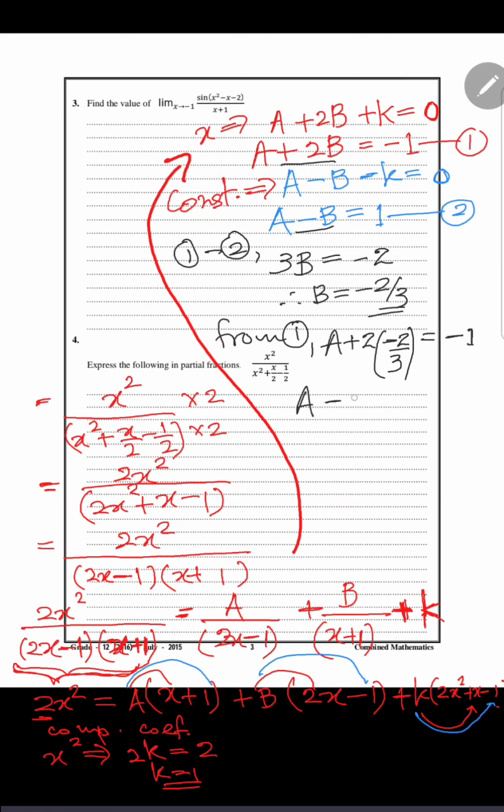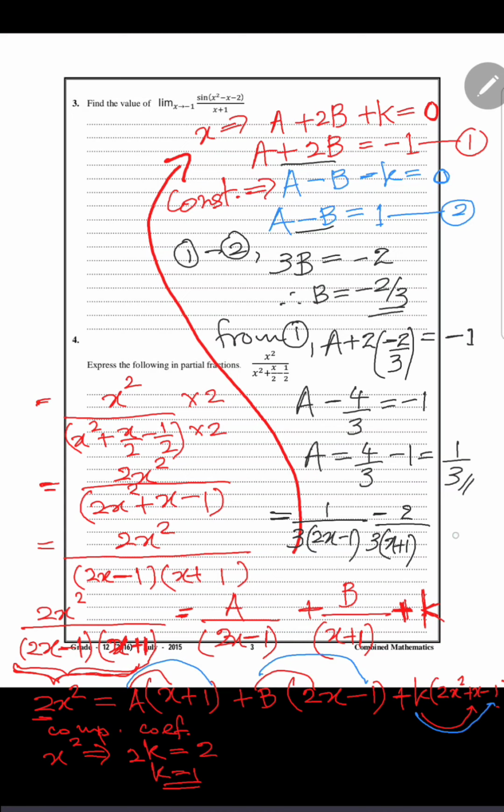Plus into minus is minus. This is the fraction. Now send minus 4/3 to the other side. When we simplify, we get the answer of a as 1/3. Now you can use a, b, k to write the partial fractions. A is 1/3 over 2x minus 1. B is minus 2 over 3 over x plus 1. K is 1, so it is plus 1. This is the answer.